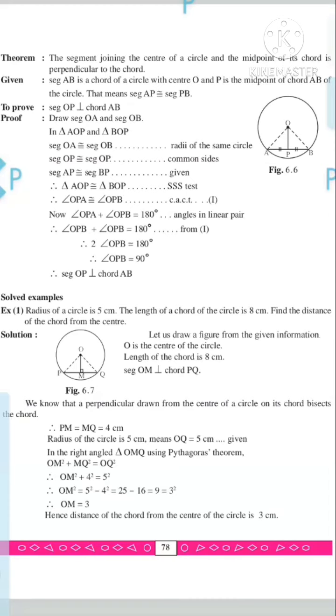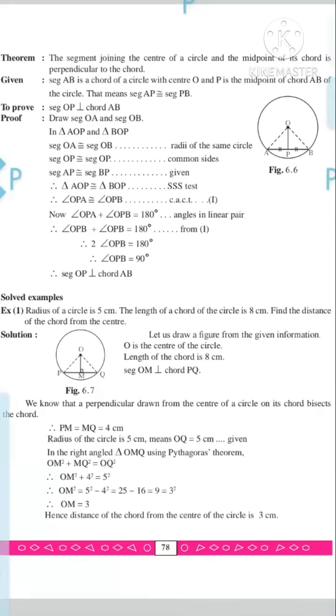Students, now let us see the next theorem. See the statement, what is given. The segment joining the center of the circle and the midpoint of its chord is perpendicular to the chord. Okay, so what is given? Segment AB is the chord of the circle with center O, and P is the midpoint of the chord. That means AP is equal to PB.